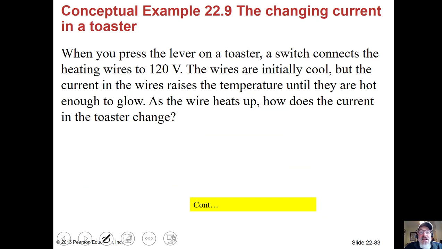So when you press the lever on a toaster, a switch connects the heating wires to 120 volts. The wires are initially cool, but the current in the wire raises the temperature until they are hot enough to glow. And as the wire heats up, how does the current in the toaster change? As the wire heats up, the resistance of the wire goes up. So if the resistance of the wire goes up but the voltage stays the same, the current has to go down.